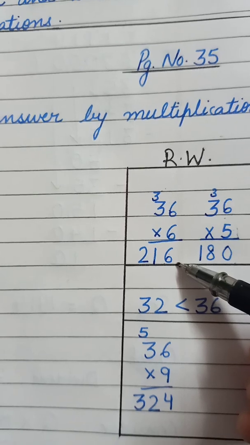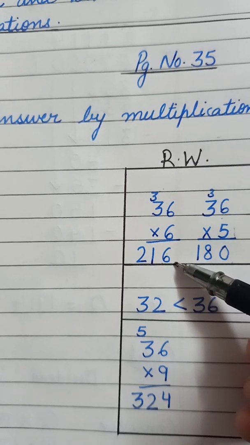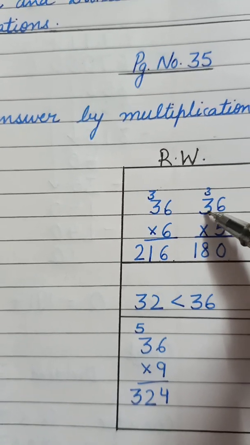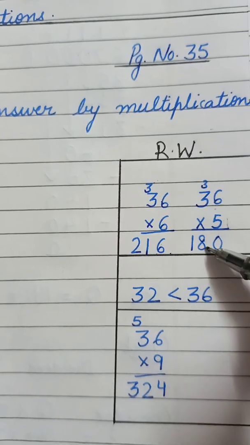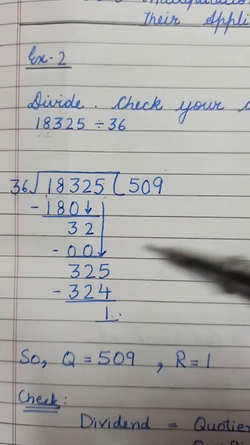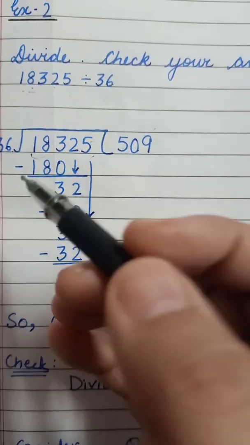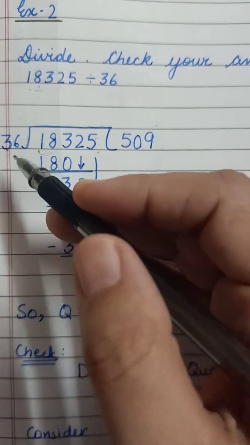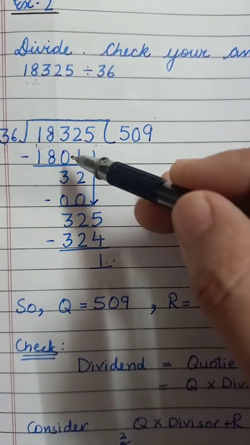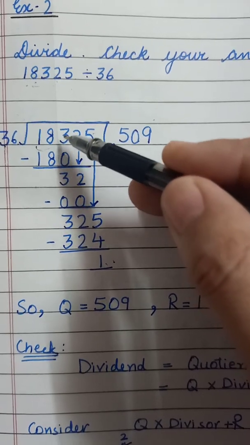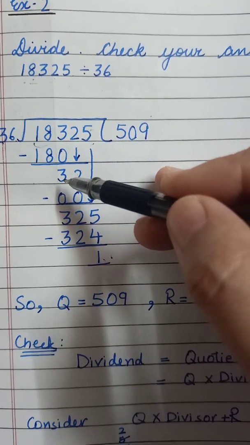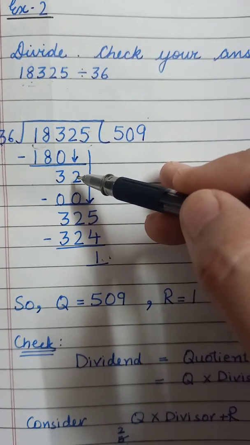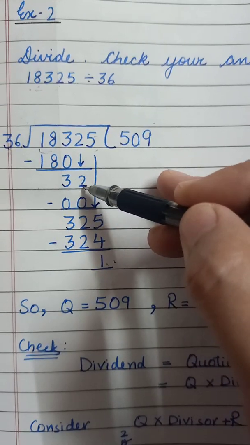Now which is greater than 180? 216. So you cannot consider it, right? So now let's see what we get when we multiply 36 by 5. We get 180. Now this can be considered, right? So we will write 180 below 183. So this is what? 36 5s are 180. After subtracting the two numbers, what are you getting? 3 will be left. And the next digit will be taken down. In this way we are getting 32.